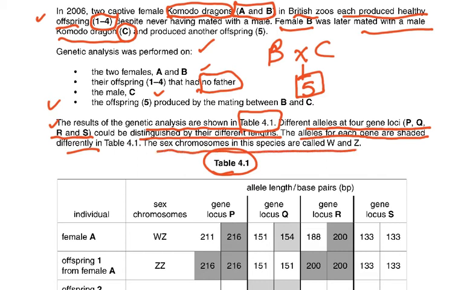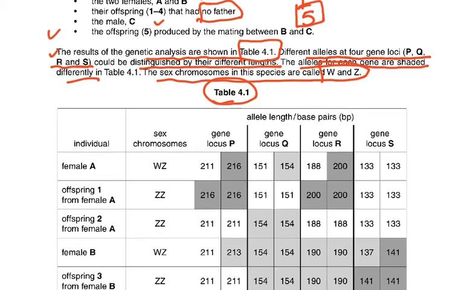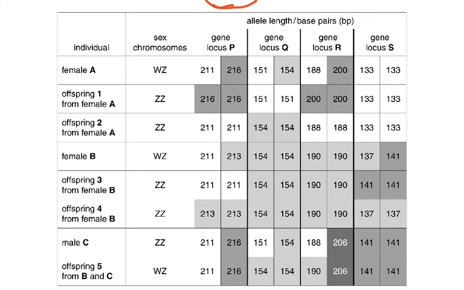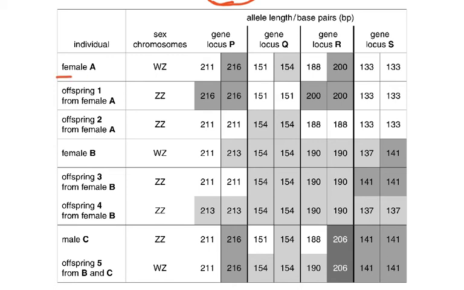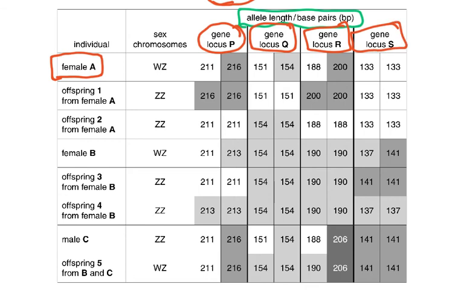The sex chromosomes are called W and Z, just like we have X and Y. So this one had W and Z. Now, this table is the main thing which you need to really concentrate on and look at very carefully. Now, female A. And look at what is this here, allele length base pairs. So we have gene locus. Let's look at all very carefully. We have gene locus P, then we have gene locus Q, and then we have R, and then we have S.